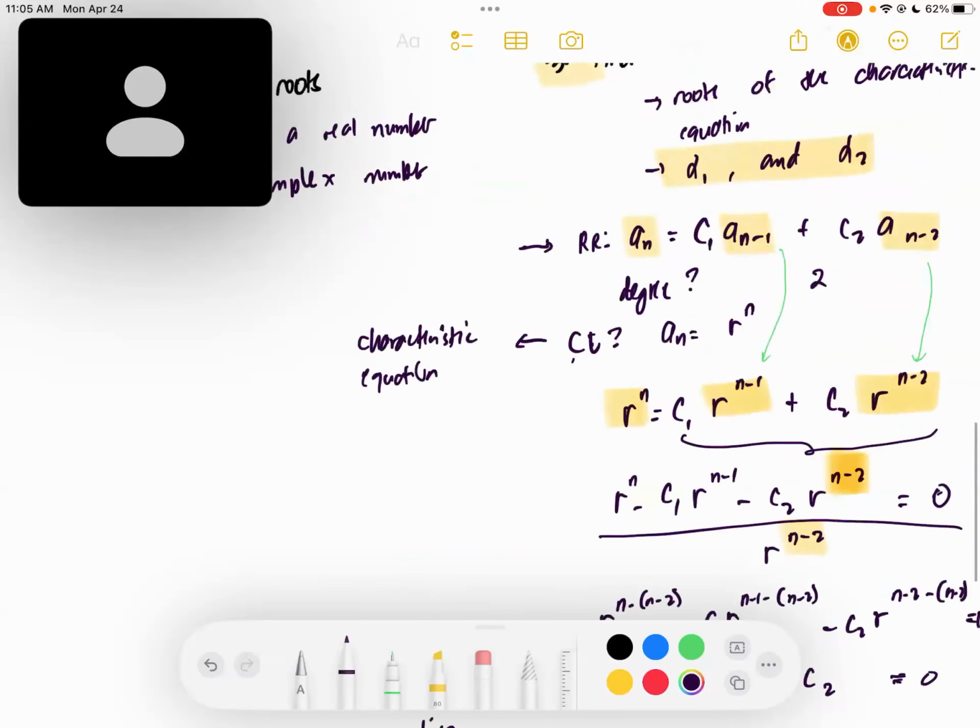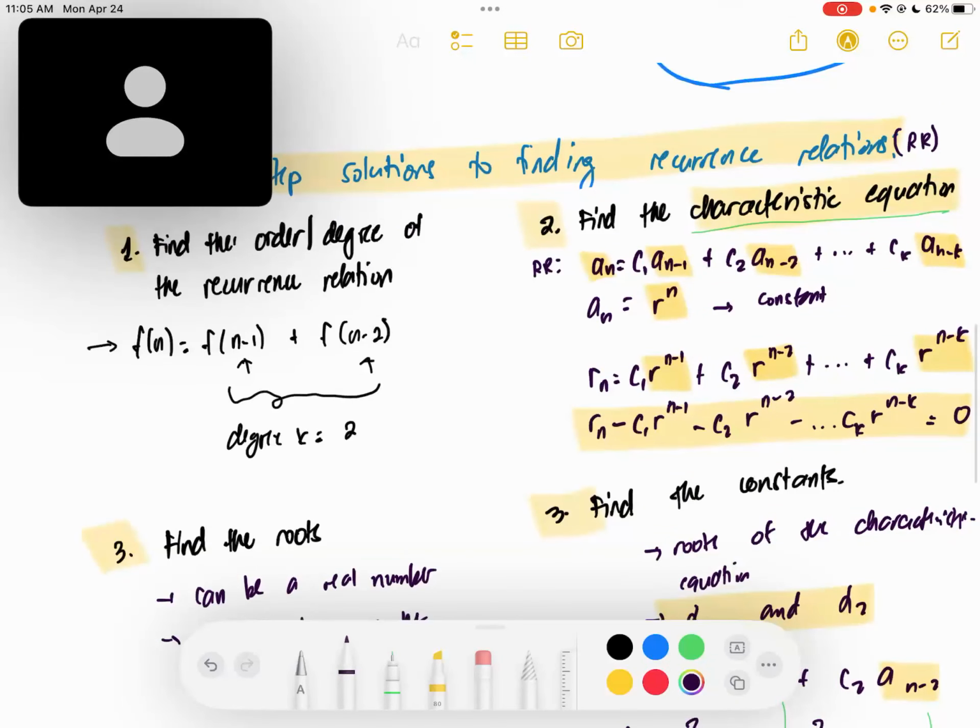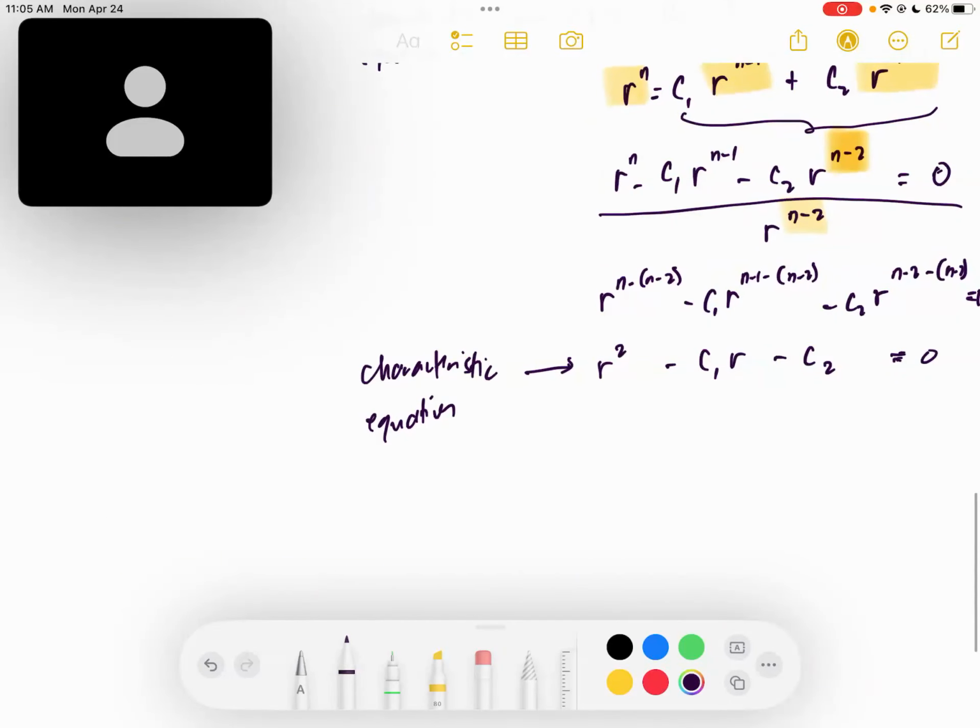So we are done with step 2, finding the degree and then finding the characteristic equation. Now our next step is finding the roots. So how do we find the roots of this characteristic equation? Our problem would be to find the two distinct roots, r sub 1 and r sub 2.